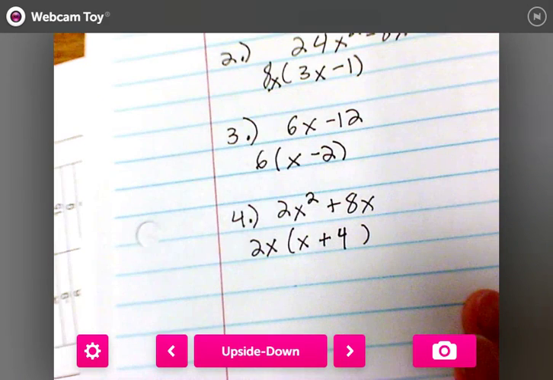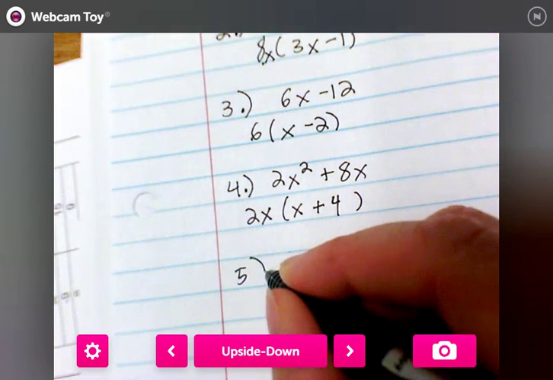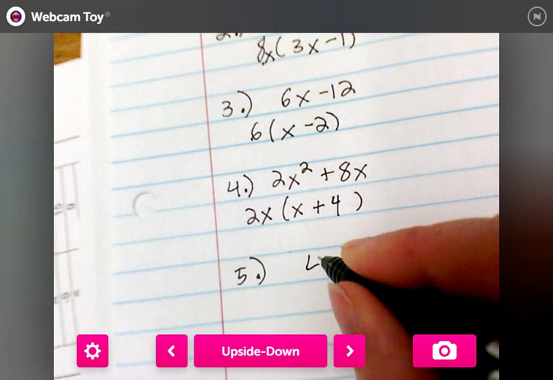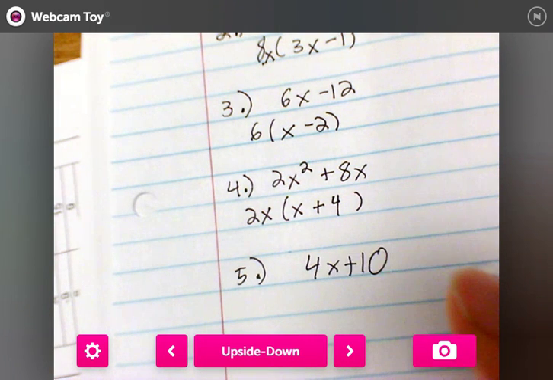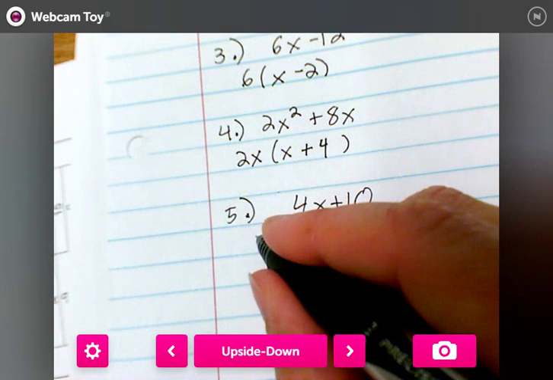Okay. Moving right along. 5. 4x plus 10. What do 4 and 10 have in common? 2. So I'm going to take out a 2.